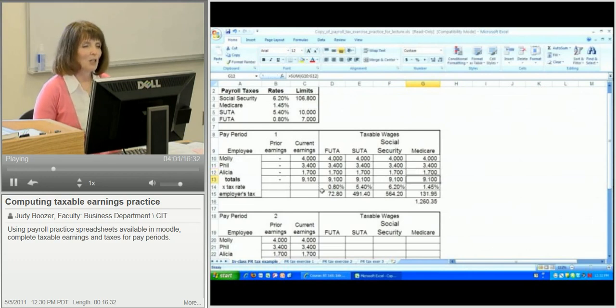Now, unfortunately, you don't have formulas in yours like I do. So the next part, you're taking the total for all of the taxable earnings for all of your employees. You're just going to add them up. And because they're all the same as the current earnings, we know this total will be the same, 9,100.